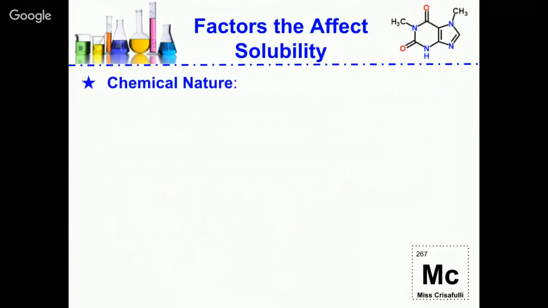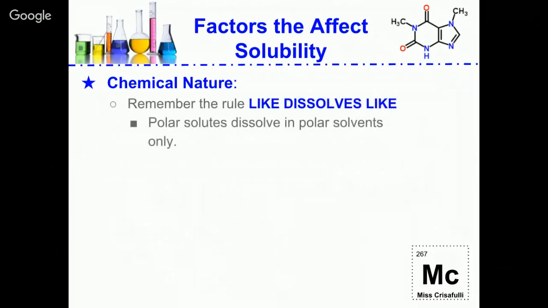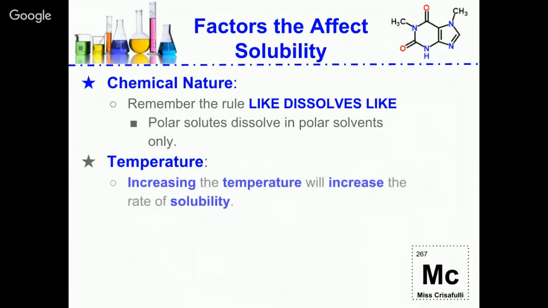So there are going to be things that affect the solubility of a substance. First, it's going to be the chemical nature. And so you're going to remember the rule like dissolves like. So polar solutes dissolve in polar solvents only. Temperature is your second one. If you increase the temperature, you're going to increase the rate of solubility.